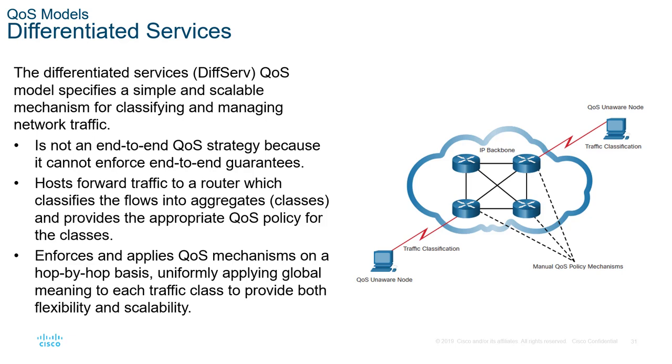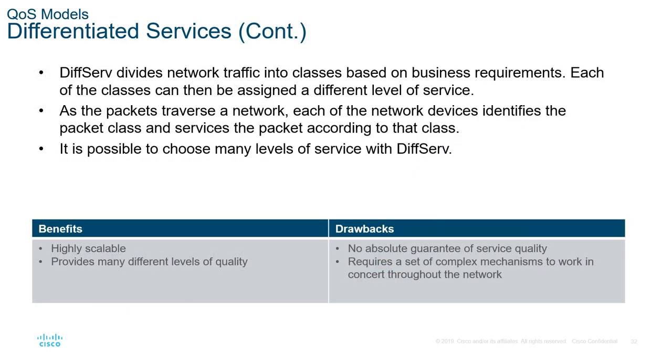But that also assumes that you own that backbone, or that you've paid for a certain level of QoS on an ISP's backbone. And it's going to be based off of the different classes. So DiffServ sorts network traffic into classes, and those classes can be class 1, 2, 3, could be class 1, 2. It just depends on how many levels you want. It is very scalable, and it provides several different class levels, but again, there's no guarantee of service quality. It also requires a complex mechanism to work throughout the entire network. But this is probably the more widely used QoS mechanism that is being deployed.